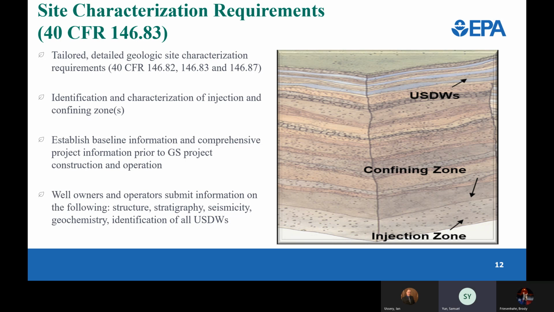the applicant must demonstrate that both the overlying and underlying confining zones are free of transmissive faults or fractures, have sufficient areal extent and integrity to contain the CO2 stream and displaced formation fluids, and will allow injection at max proposed pressures and volumes without initiating or propagating fractures. Well owners and operators must identify all USDWs.